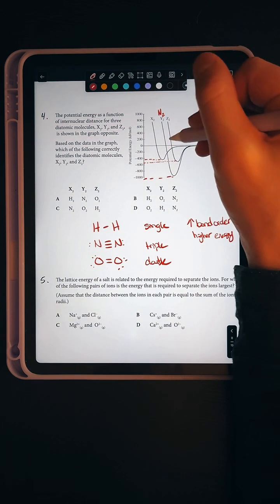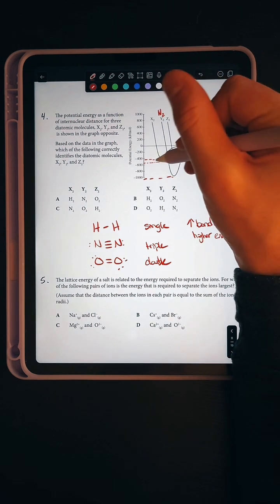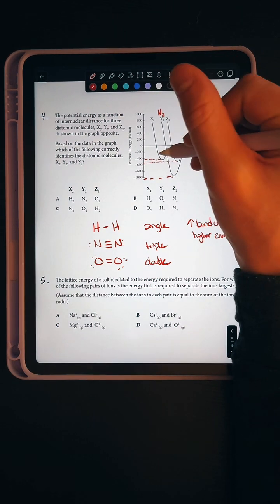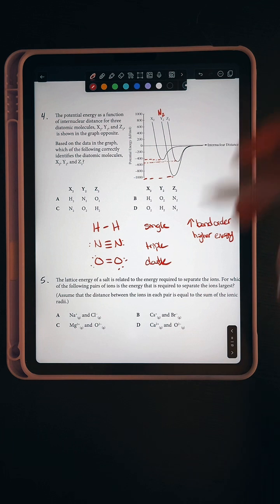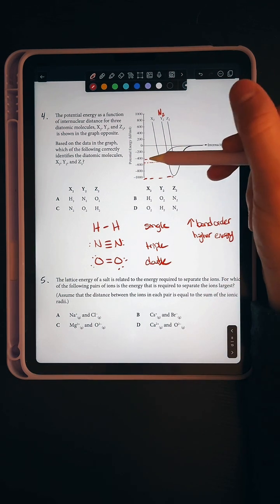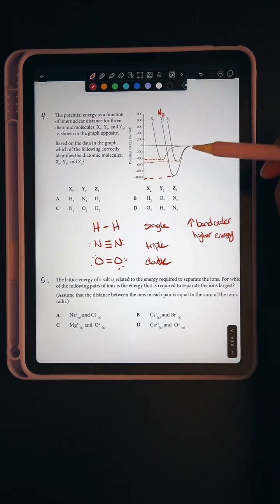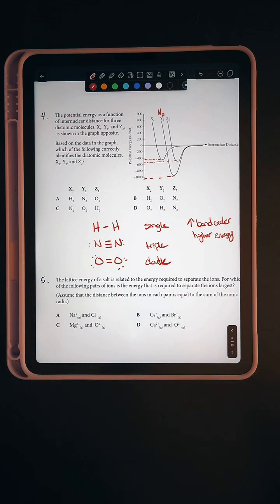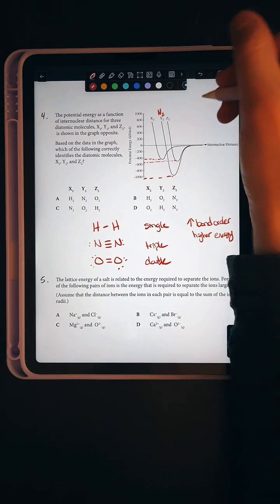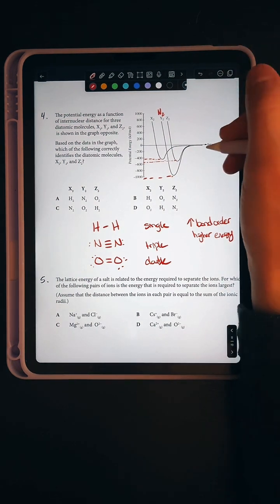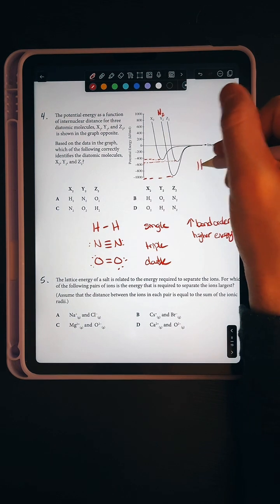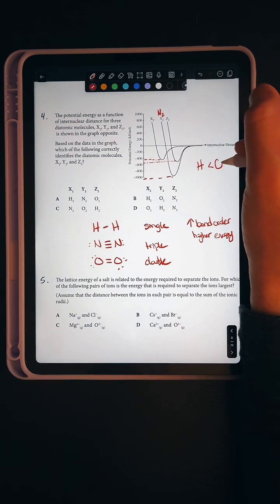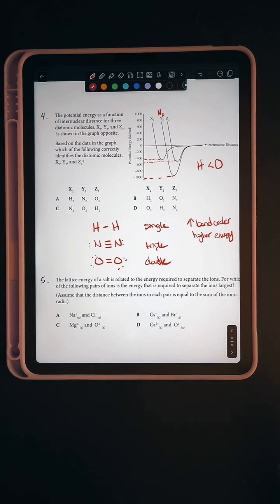Then, once we figure that out, these two are very close. There is a difference here. It might be hard to see, but there is a difference. If you weren't able to see that difference and it looked to be the same, then we go to size of the atom. And size of the atom, well, hydrogen is smaller in size. So hydrogen is smaller in size than oxygen.